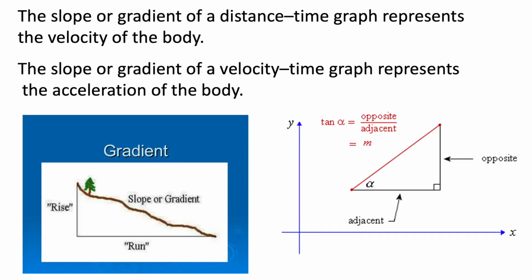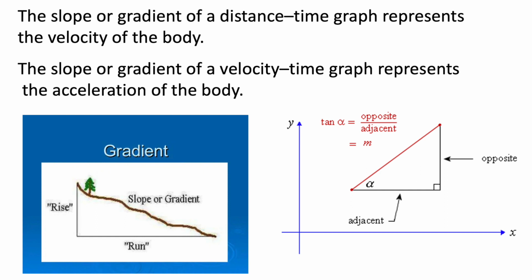The slope or gradient of a distance-time graph represents the speed of the body. Sometimes we use the word speed and sometimes velocity, but always keep in mind, distance divided by time is speed and displacement divided by time is velocity. If the object is traveling in the same direction, then it is a displacement-time graph. So the slope of a distance-time graph gives the speed, or the slope of a displacement-time graph gives the velocity.